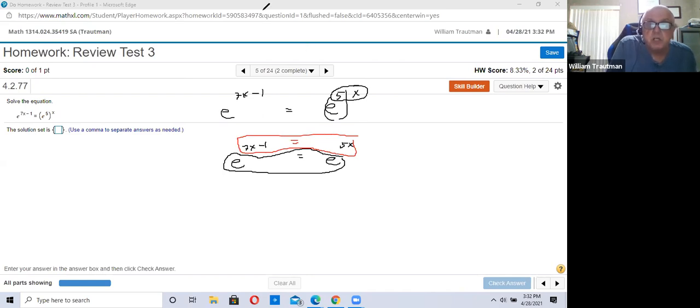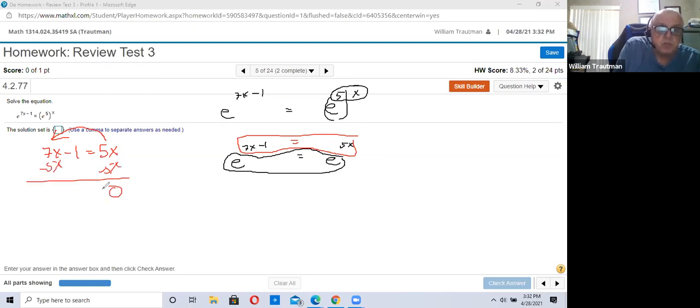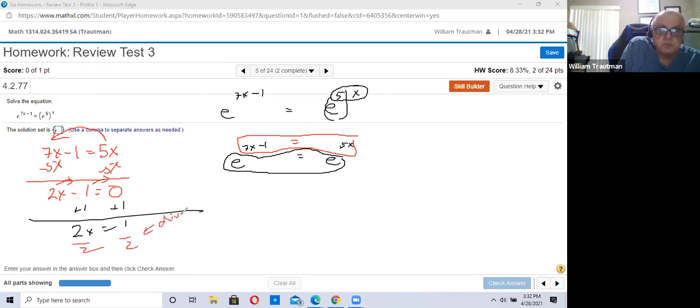Put an equal sign between them. So we have 7x minus 1 equals 5x. And we're going to go through the solving process. So you have to know how to solve for x. That was the first test. Subtract 5x, get all the x's to one side. 7x minus 5x is 2x. Now I need to get the 1 to the other side and the 2 to the other side. You always take the add and subtract to the other side first. 2x equals 1, and then you take the 2 to the other side by dividing by 2. And x equals 1/2.